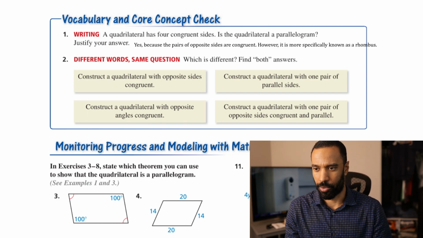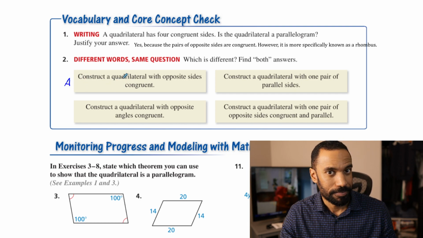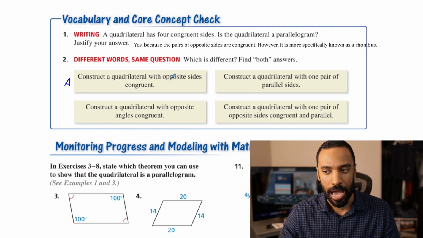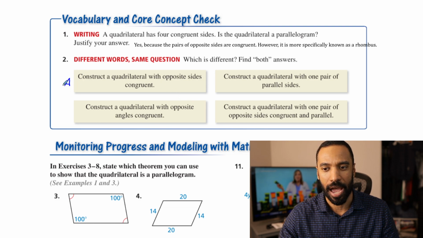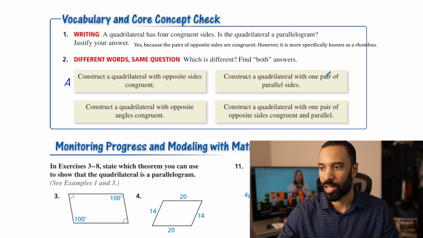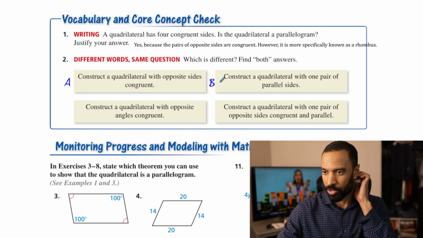Construct a quadrilateral with opposite sides congruent. Let's call this the A. That makes a parallelogram. Oh, it doesn't say how many pairs. This says 1 pair. Okay, I'm assuming this is both pairs. Construct a quadrilateral with 1 pair of parallel sides. I don't know that that's necessarily the same thing as the other. I'm going to mark that one a B.